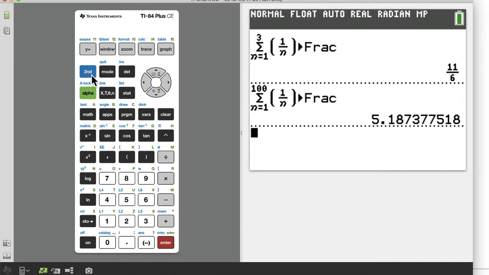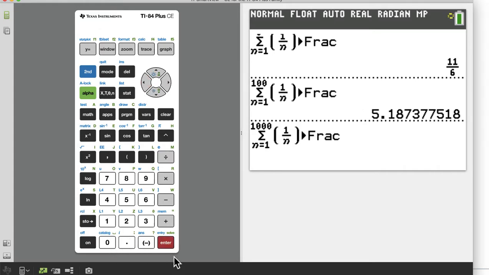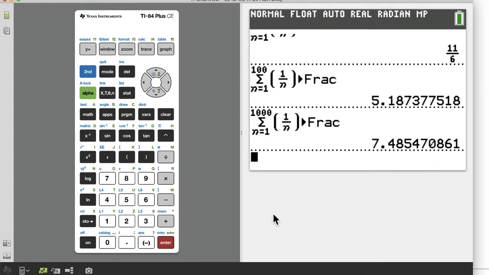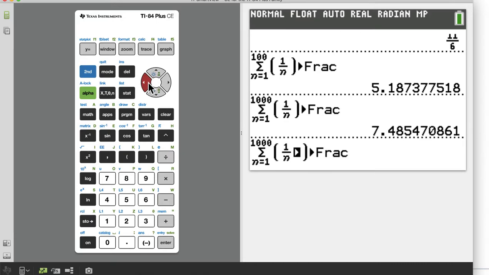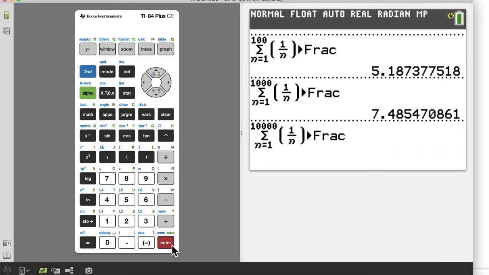Okay, so now if I do that again, copy that down, hit 0, see how long it'll take it to think. We've got 7.485 now, just rounding to 3 decimal places. You can also copy stuff down by doing second enter. That's my typical, because my physical calculator doesn't do the copying things. Or if you have an older TI-84, it won't do the scroll up and copy down.